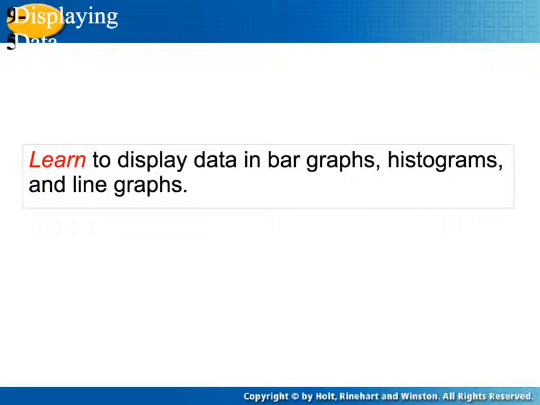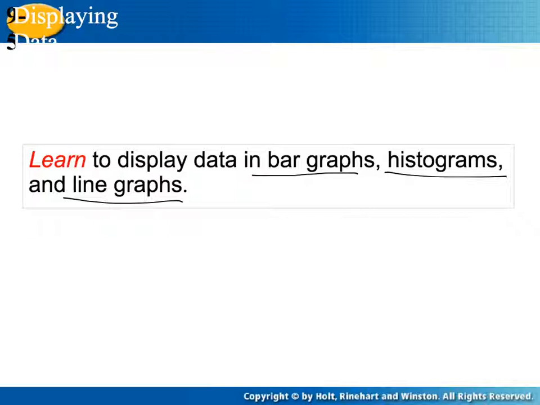Hey everybody, today we're moving on to 9.5. We're going to be talking about displaying data and ways to do that. We're going to be looking at different bar graphs, histograms, and line graphs. We're also going to be looking at double bar graphs and double line graphs. The difference between a bar graph and a double bar graph is that the double bar graph has two. And the difference between a line graph and a double line graph is that a double line graph has two lines. All right?